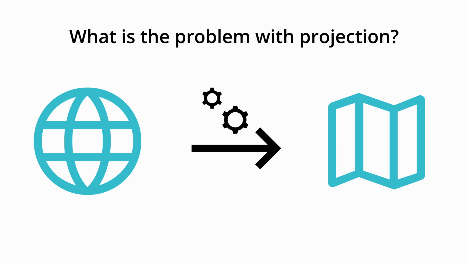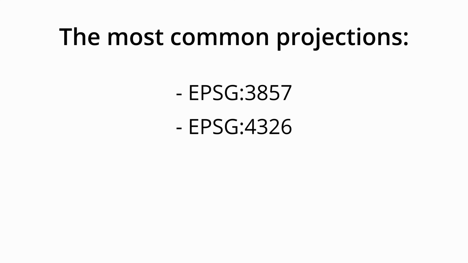A map projection is a way of mathematically representing the three-dimensional surface of the Earth on a two-dimensional map plane. The choice of the appropriate projection depends on the purpose of the map and the type of the analysis to be performed. When working with OpenLayers, you will mostly use two projections, EPSG 3857 and EPSG 4326.